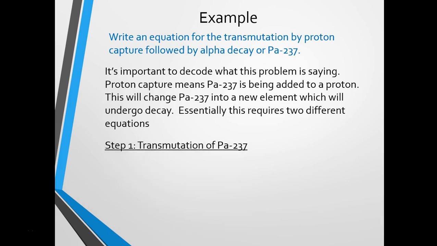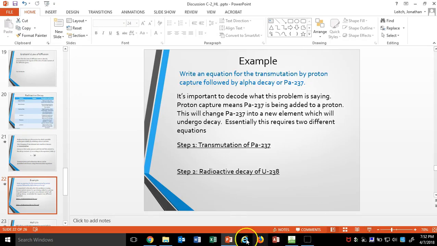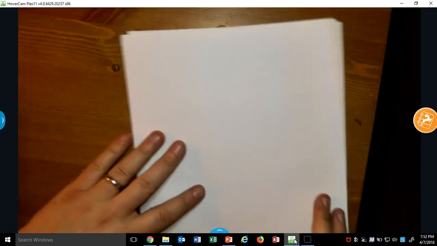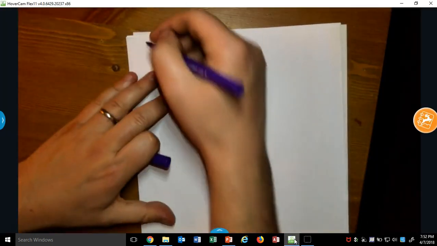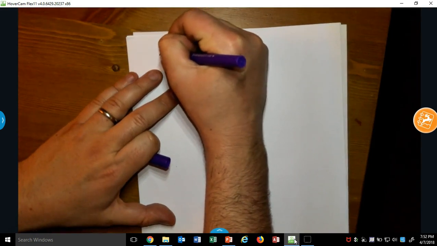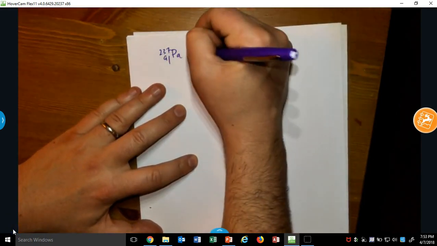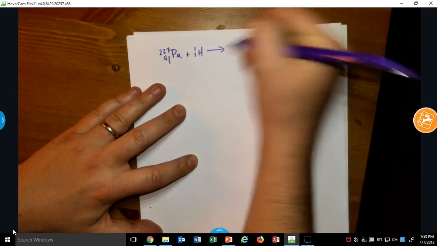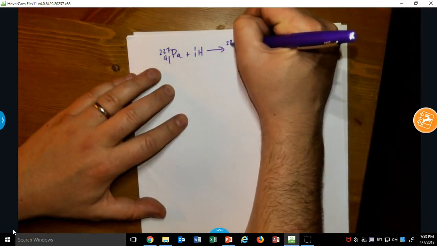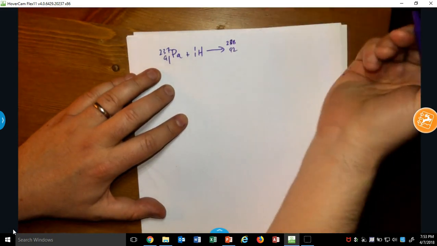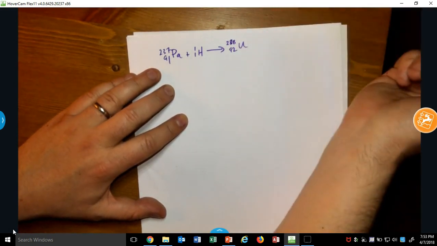The first step, we're going to show that transmutation of protactinium-237 by proton capture, and then the radioactive decay of the isotope that forms, which is U-238. So let's go ahead and do that. So here we're going to have protactinium-237. I just got to get a periodic table. Okay, so protactinium has an atomic number of 91. So that's going to go ahead and capture a proton. That's going to increase its mass number to 238, its atomic number to 92, and element 92 is uranium.